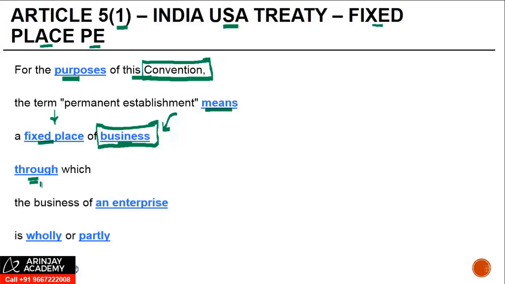Through which, what does this word through mean? What this means is that when we refer to a fixed place, the business which we are considering should be carried on through that place. There's no point having a fixed place of business, right, from where the business is not carried on. So let's say if there is a liaison office that is there. A liaison office is a fixed place of business, right? But it is not the business which is carried out from there. What is carried out are certain activities which are preparatory or auxiliary in nature. So even though it will get covered as a fixed place, right, generally we can say that from that particular place, the business of the enterprise is not carried on.